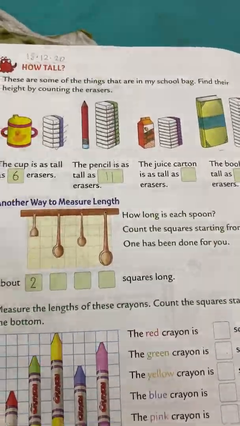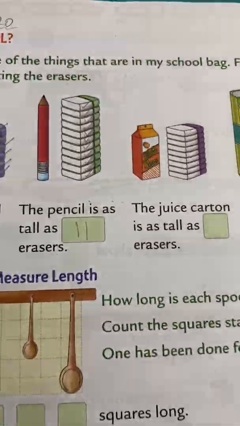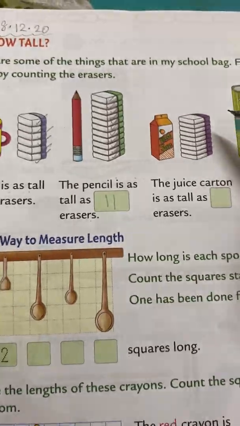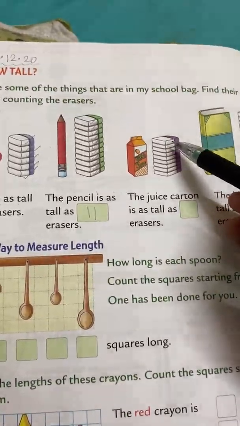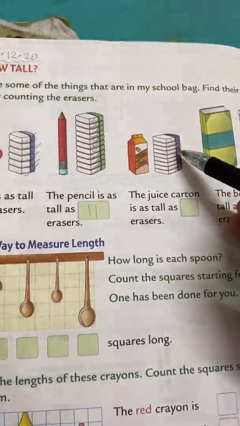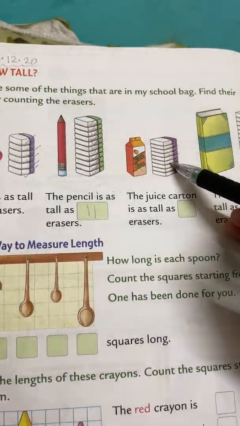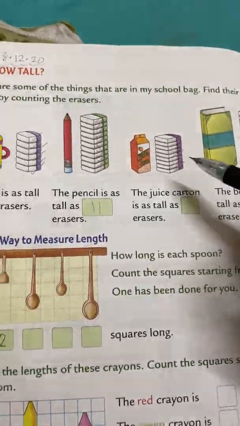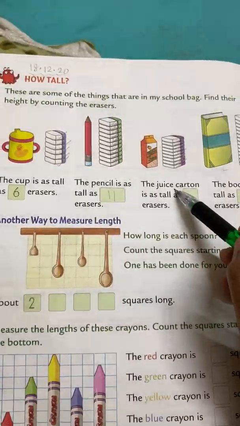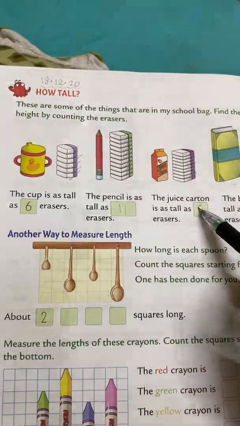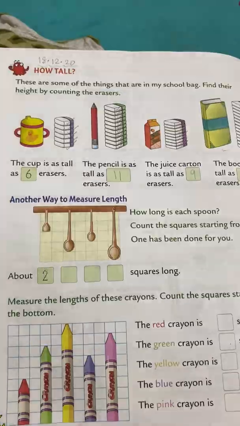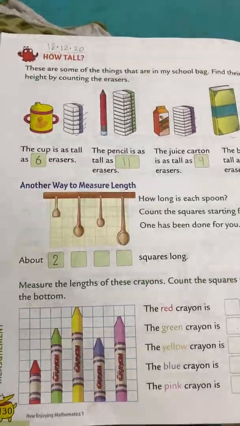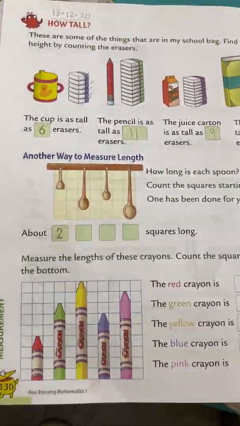Now this is a milk carton, or it's a juice carton, I beg your pardon. It's a juice carton. And let's count the erasers. 1, 2, 3, 4, 5, 6, 7, 8, 9. The juice carton is as tall as 9 erasers. Here indirectly we are also comparing and counting.